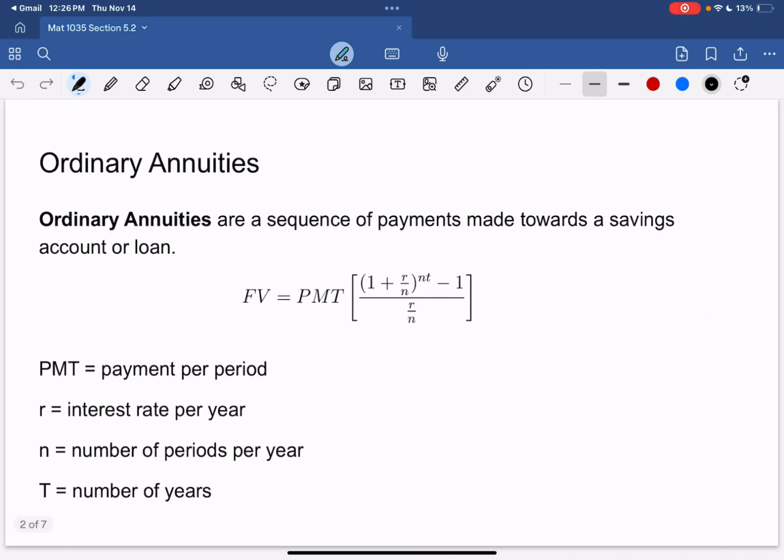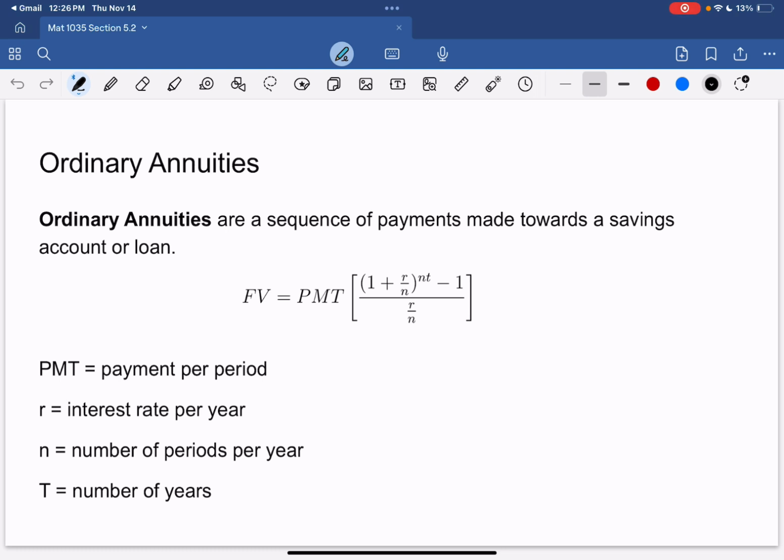All right, so an ordinary annuity is a sequence of payments that is made towards like a savings account or a loan. So just when you think of like monthly payments, that's what an ordinary annuity is. So the price is set for the payment amount. And so you're just going to make it every month or every 2 months, 3 months, 4 months, every year, whatever it is. But we call those ordinary annuities.